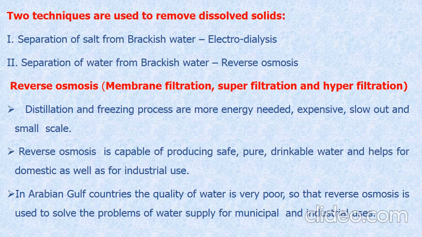In Arabian Gulf countries, the quality of water is very poor, so the government itself is dependent on the RO process for solving the problem of water supply for municipal as well as industrial use. But in our municipal water, we don't go for RO membrane treatment. It is just removal of the sediments and germs.